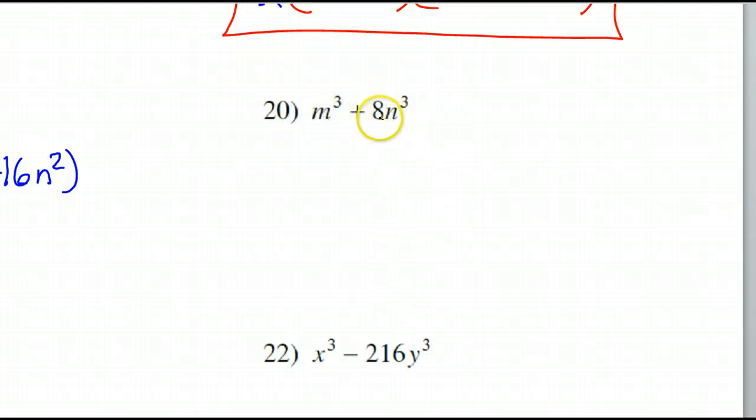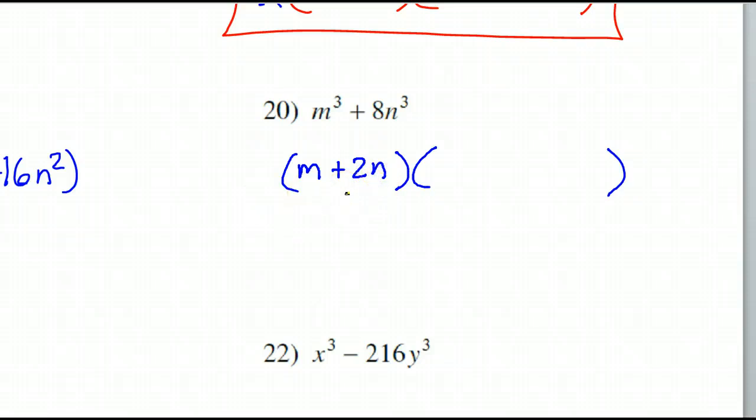Common factors. None. No common factors. So binomial and trinomial. Alright, root. So that'll be m plus 2n. There's my binomial, the root of everything. If I square these, alright, square this, that's m squared. Square this, that's 4n squared. The middle comes from multiplying these two together. So that'll be 2mn. And then we will have to do the opposite sign, so minus 2mn.